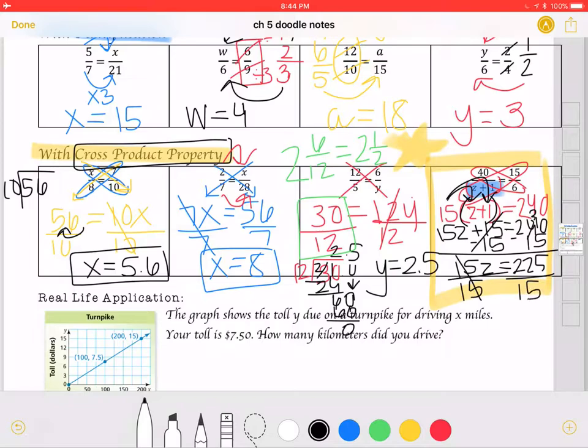Now, if you don't know your multiplication facts for 15, you are setting up your long division. 225 divided by 15. So go ahead and solve that. Or maybe you know this fact, 15 times 15 gives you 225. So our answer is z equals 15.